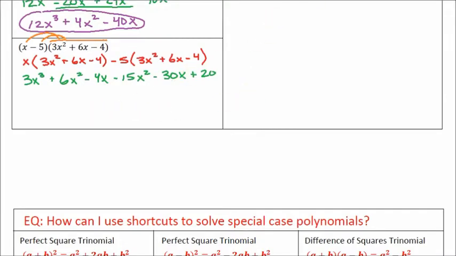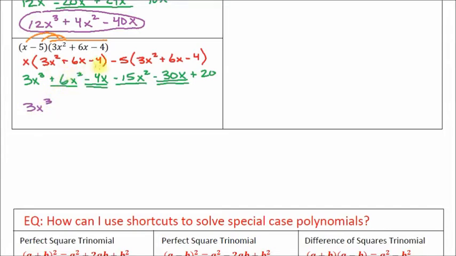Alright, let's see if we have like terms here. X cubed, there's only one of them. X squared, we've got 1, 2. An x term, we have 1 and 2. And a constant, there's only one of those. Let's go ahead and wrap up by combining our like terms. The x cubed, again, is all by itself, so that doesn't get combined.